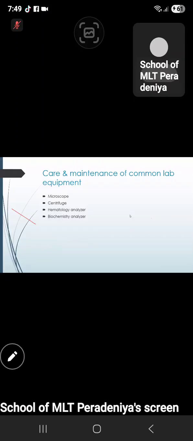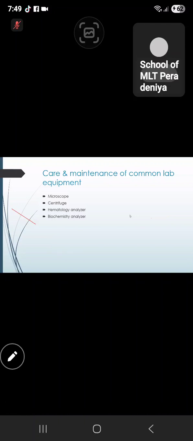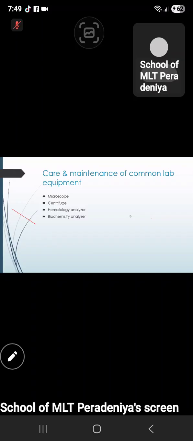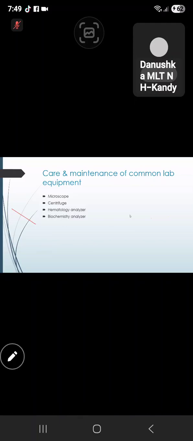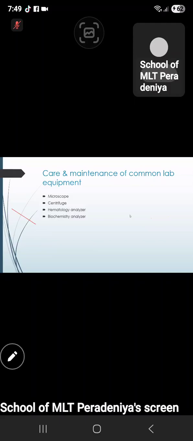What should we mainly consider? Hello? Microscope. Most of you use it each and every day. So when we consider care and maintenance, what are the things?